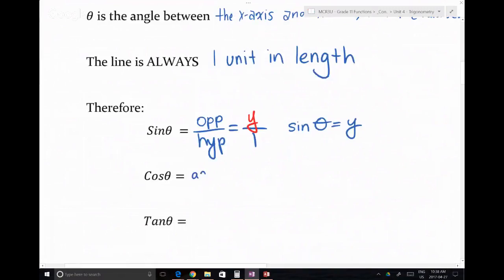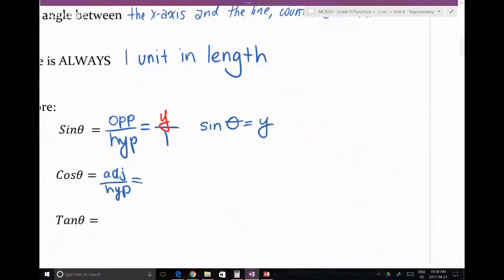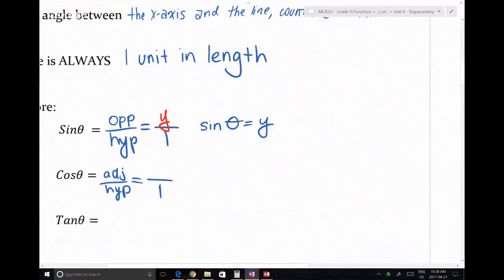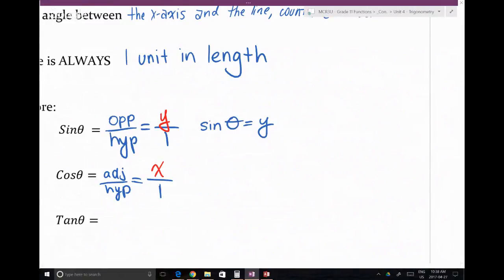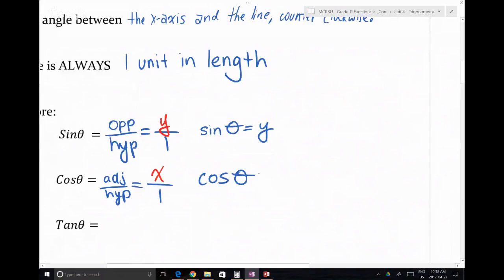Cosine is normally adjacent over hypotenuse. In fact, not normally, always. And if we look up here, the adjacent runs along the x-axis to the point, so it's just the x value of that point. And the hypotenuse is always 1. So here we get the x-axis. And that means we can say definitively that on the unit line that we've made, when we put an angle on the plane like this, the cosine of our angle ends up just being the x value of where that line ends, of the point at the end of that line.